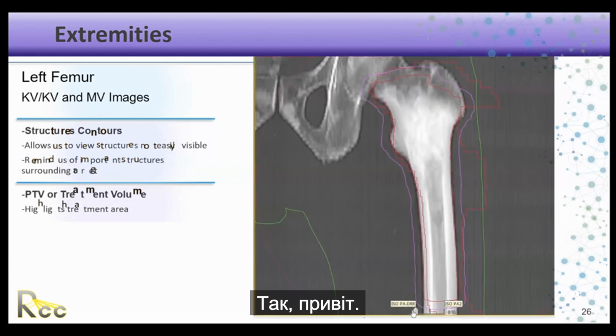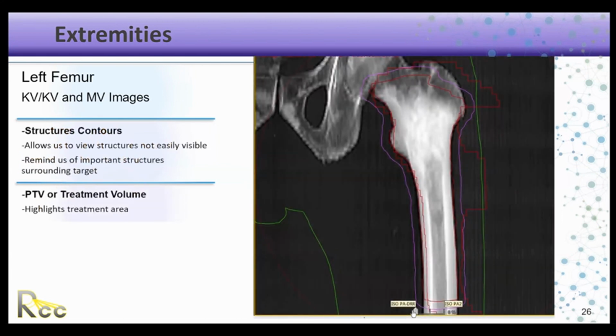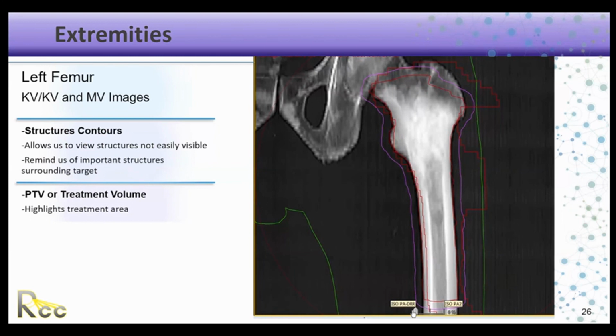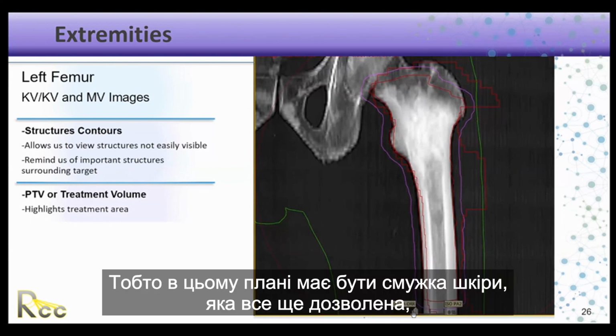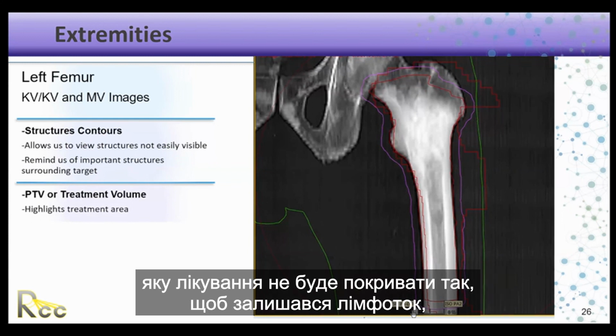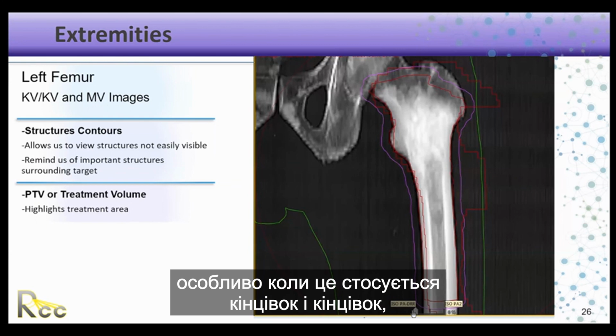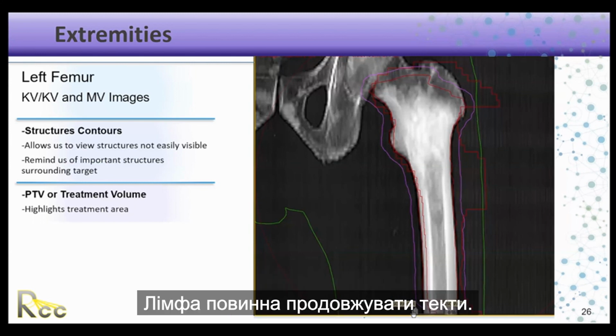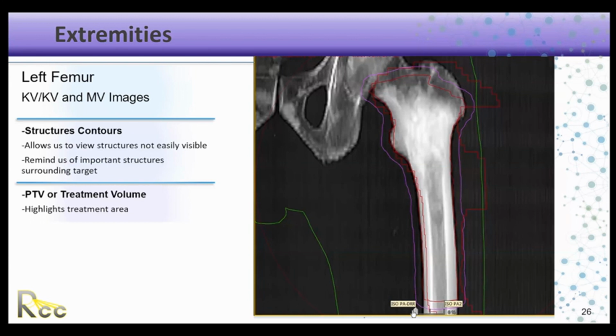Yes, you might want to make an adjustment, having in mind that you must still allow lymphatic flow to go uninterrupted to avoid the formation of lymphedema. In this plan, there must be a strip of skin that the treatment will not cover, such that there can still be lymphatic flow, especially when it has to do with the limbs and the extremities. To avoid lymphedema, lymphatic flow must be very properly taken care of. The lymph must still flow. Yes, very good. That's correct. That's good.